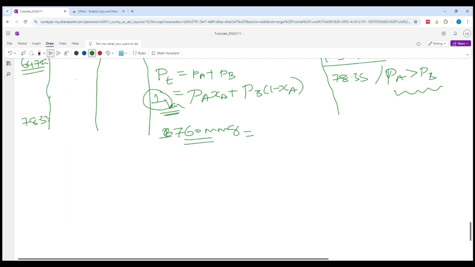So this should be equal to the vapor pressure at this particular temperature, 64.75: 760 multiplied by XA, which is something we have to calculate, plus PB, 433 multiplied by 1 minus XA. If we solve for XA, we will get a value of 1.0.